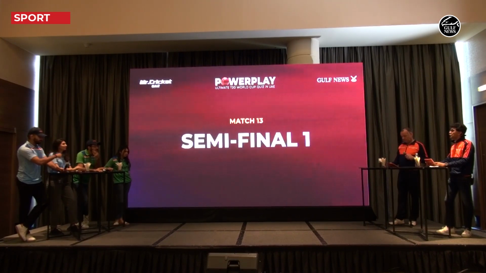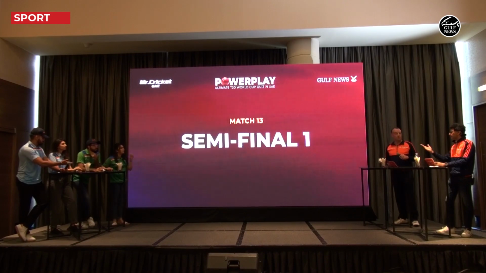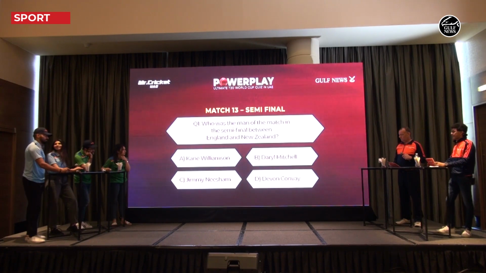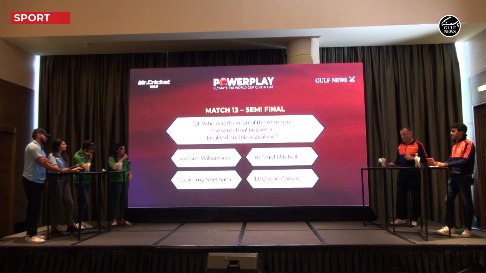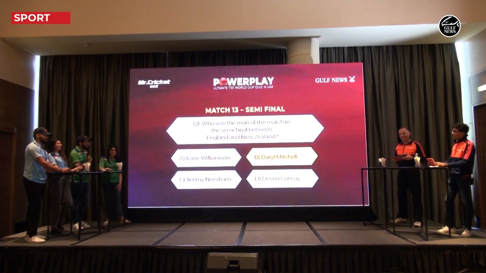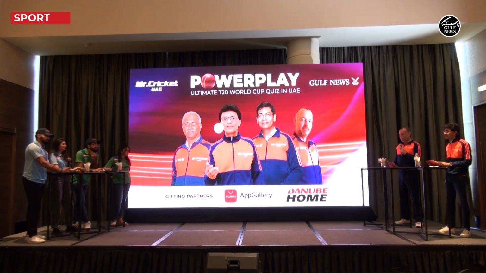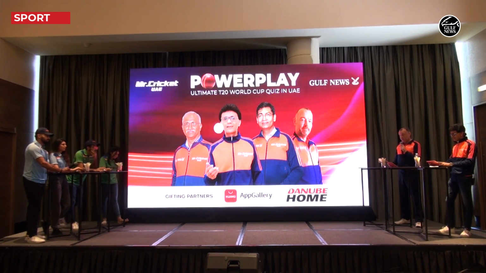Who was the top scorer in the semi-final between England and New Zealand? Your options are Kane Williamson, Daryl Mitchell, Jimmy Neesham, Devon Conway. Pakistan: B, Daryl Mitchell. You sure? Daryl Mitchell, yeah. Matt, is it the right answer? It is, yes. Well done, Pakistan. You are off to a good start. Come on, England. Eoin Morgan will not like this. Okay, listen carefully to this one because there are a few names involved. Off whose bowling was Devon Conway stumped by Jos Buttler?